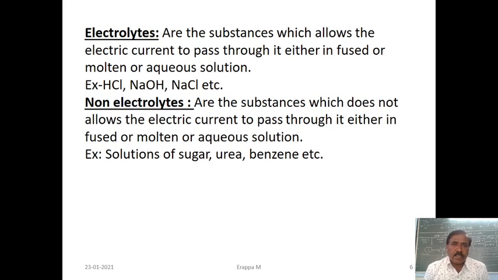Then what do you mean by electrolytes? Electrolytes are the substances which allow the electric current to pass through it either in the fused state or in the molten state or in an aqueous solution. Example, acids like HCl, bases like NaOH and salts like NaCl, etc. Then another definition is non-electrolytes. Non-electrolytes are the substances which do not allow the electric current to pass through it either in the fused or molten or aqueous solution. Example for this is solutions of sugar, urea, benzene, etc.